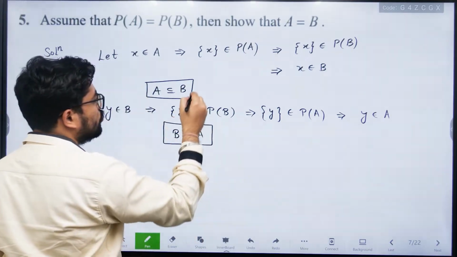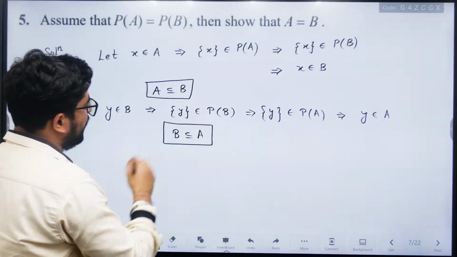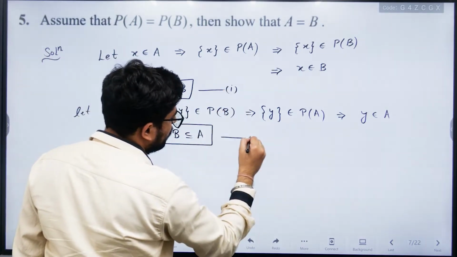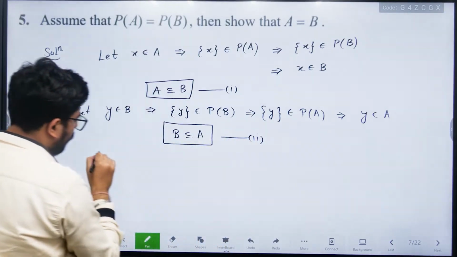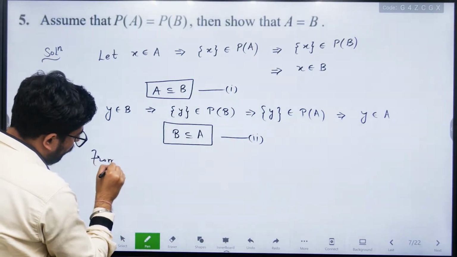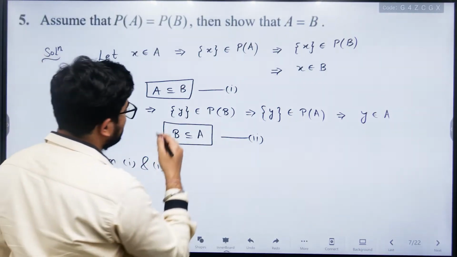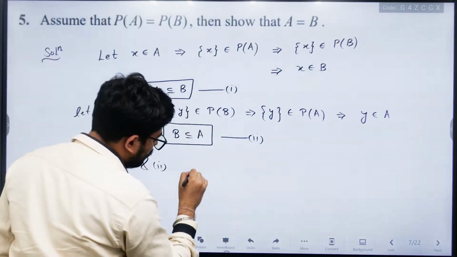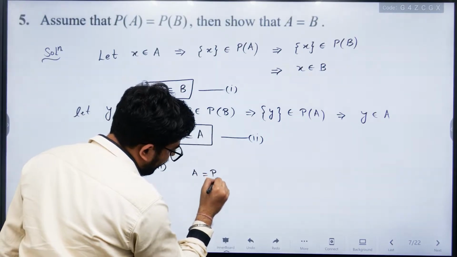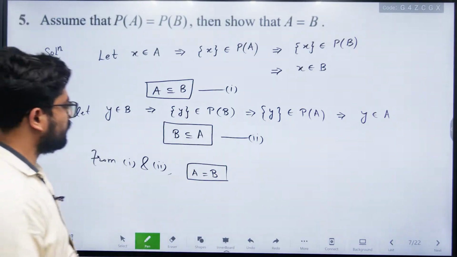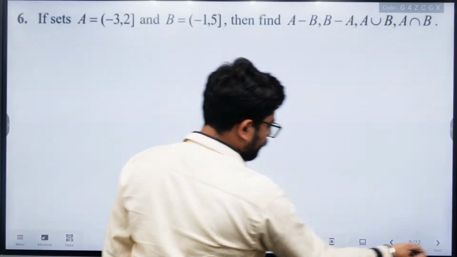So from these two, we can say A is a subset of B and B is a subset of A. Let's say this is 1, this is 2. So from 1 and 2, we can say A is a subset of B, B is a subset of A. So A is equal to B. Okay, this is the proof. Got it? Now let's do the next one.